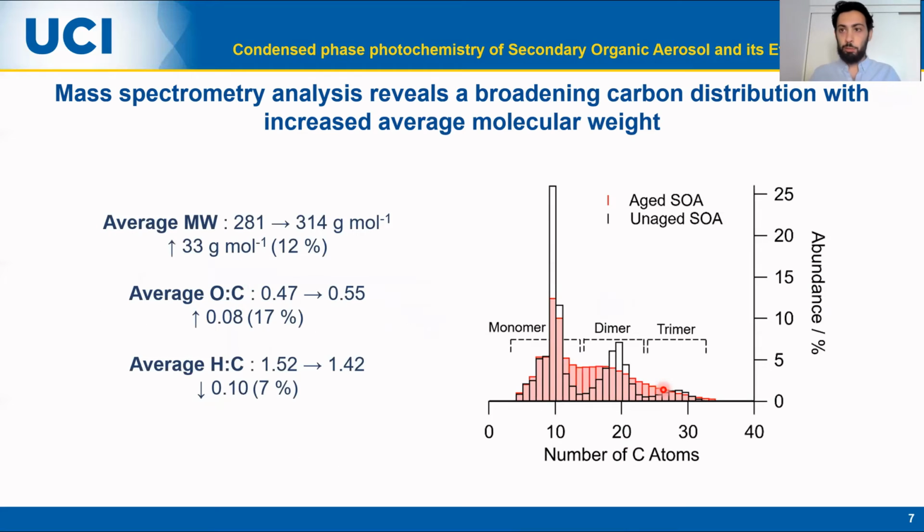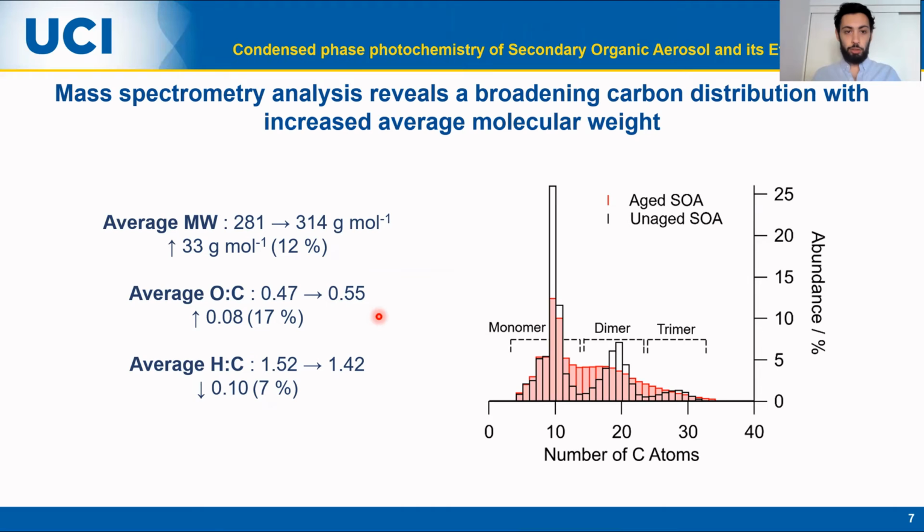And then you can also look at some metrics from the mass spectrometry. The average molecular weight went up from 281 to 314 grams per mole after aging, so it went up about 12%. The oxygen to carbon ratio per assigned compound went from 0.47 to 0.55, up by 17%. And the average hydrogen to carbon ratio went down from 1.52 to 1.42, about 7%. So overall, we're getting larger molecules that are more oxidized, and we think this is what was causing this increase in viscosity.